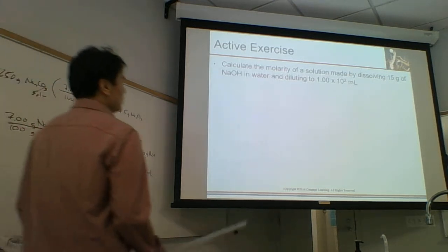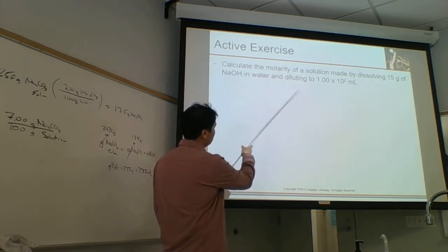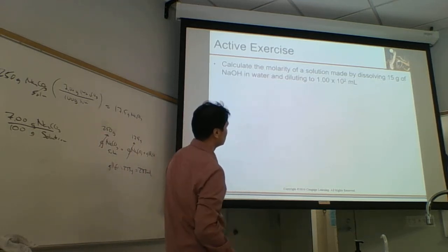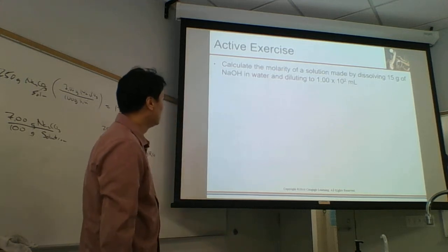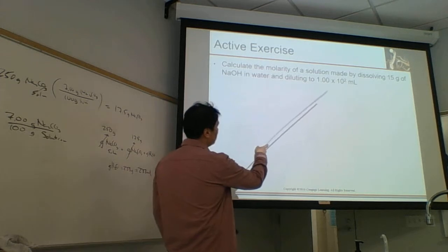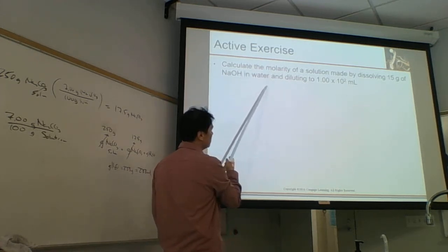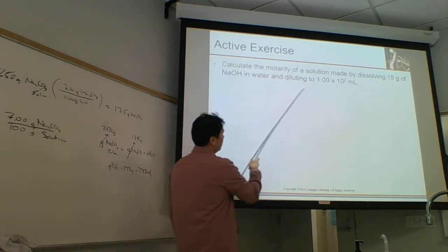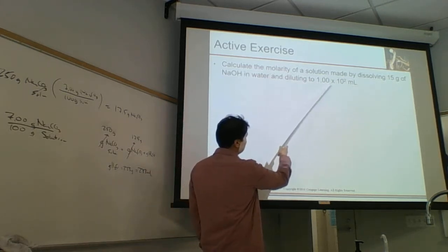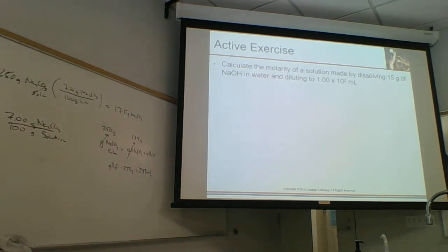But to calculate the molarity of a solution made by dissolving 15 grams of sodium hydroxide in water and diluting into 1.00 times 10 squared milliliters. For the molarity of sodium hydroxide, we need the moles of sodium hydroxide. So we'll just go from grams of sodium hydroxide to moles of sodium hydroxide using the molar mass, and divide over the volume of sodium hydroxide solution. The volume here is 100 milliliters, which would be 0.100 liters.